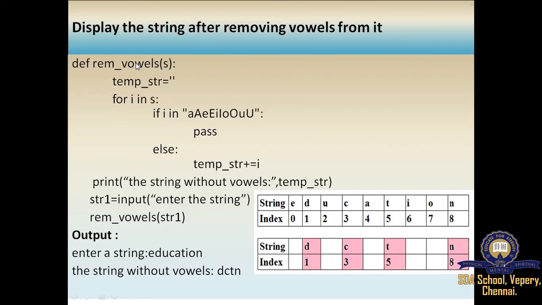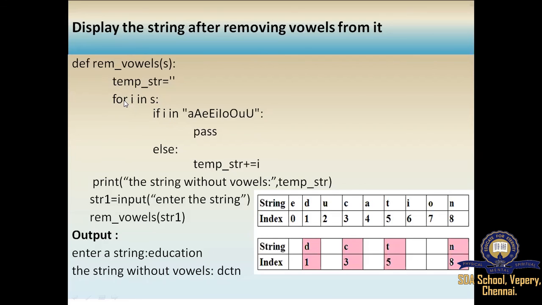Clear? Inside this user-defined function, we have temp underscore str. It is your local variable. Of course, the variables you declare inside your function are called local variables. At present, this local variable has been assigned a blank string. For i in s. You know a for loop can iterate any object. Now the for loop is going to iterate education. What is the first character present in it? It is E. Iterate and keep it in your i.